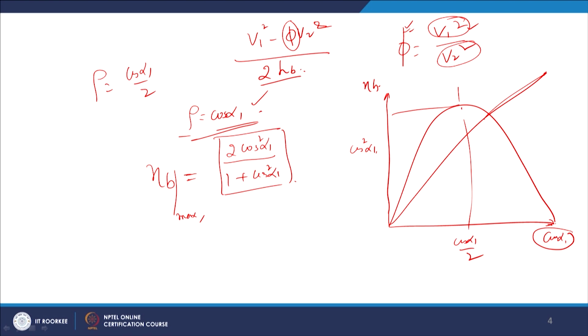right. So we have to maintain the velocity ratio at cos alpha 1. If we take rho equal to cos alpha 1, in that case the blade efficiency is maximum, and it is higher than the efficiency of the impulse turbine for the same value of alpha 1. There are so many other parameters to decide the overall efficiency, but this is one of the major parameters for deciding the blade efficiency.